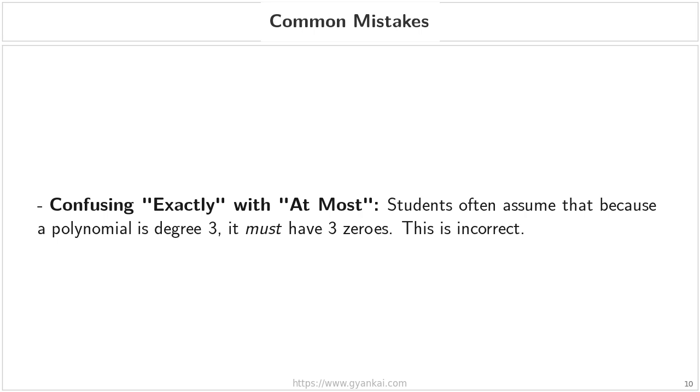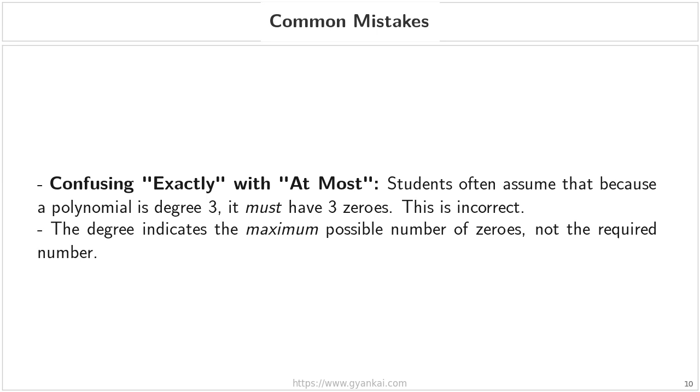First, let's talk about a very common conceptual error: confusing the term exactly with at most. Because we have just learned that a cubic polynomial is of degree 3, many students mistakenly assume that it must always have exactly 3 zeros. However, as we saw in our previous examples, specifically in example 2 where we only had 1 zero and example 3 where we had 2, the number of zeros can vary. Remember, the degree of the polynomial tells you the maximum possible number of zeros, not a fixed requirement. It sets the upper limit, but it doesn't dictate that the polynomial must hit that limit every single time.